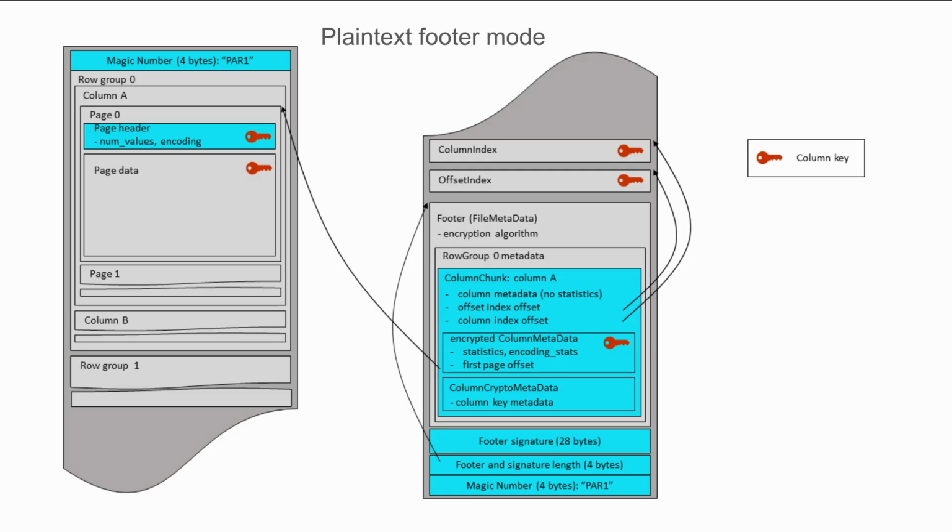So this is the plain text footer mode. You can see in this example, column A should be encrypted. On the left side, its pages, like page 0, the page header and page data, are encrypted. On the right side, for column A's metadata in row group 0, some metadata was encrypted using this column key. The encryption metadata is also stored in this column crypto metadata. It may include the encrypted key and some other metadata about the encryption.